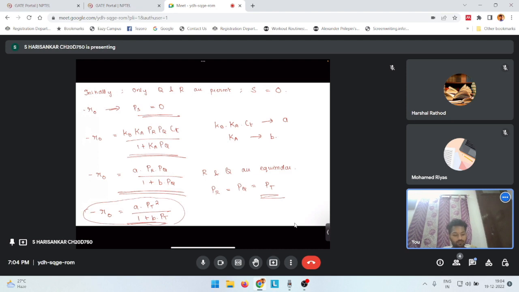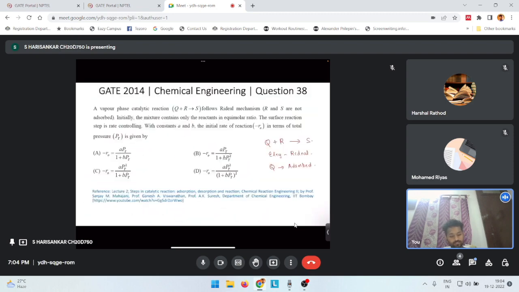Now this is our required initial rate and this is the same as the option C given in the question. So our required answer here is option C, minus R0 equal to A into PT square by 1 plus B into PT. So that is our initial rate of reaction in terms of total pressure for this given question.